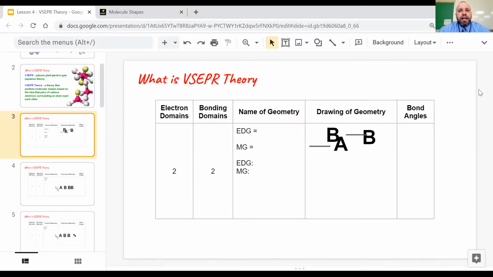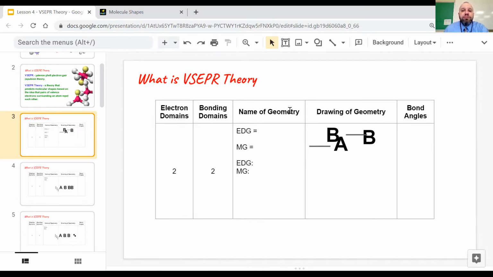So as we go through this slideshow, I'm encouraging you to open up your VSEPR theory guide assignment and complete it as we watch this video. If you need to, just pause the video so that you can catch up with anything that we've completed on the screen. Now, we're going to start off by looking at the number of electron domains and bonding domains. Those two numbers are going to tell us what shape this molecule will take.